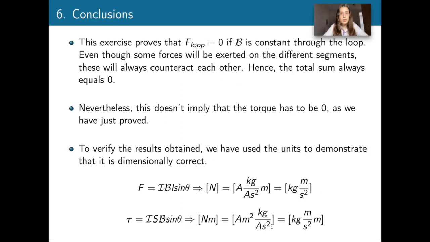And to conclude, this exercise proves that the force on a loop is 0 if the magnetic field is constant through the loop. Even though some forces will be exerted on different segments, they will always counteract each other. Hence, the total sum always equals 0. Nevertheless, this doesn't imply that the torque has to be 0, as we have just proved. To verify the results obtained, we have used the units to demonstrate that it is dimensionally correct.